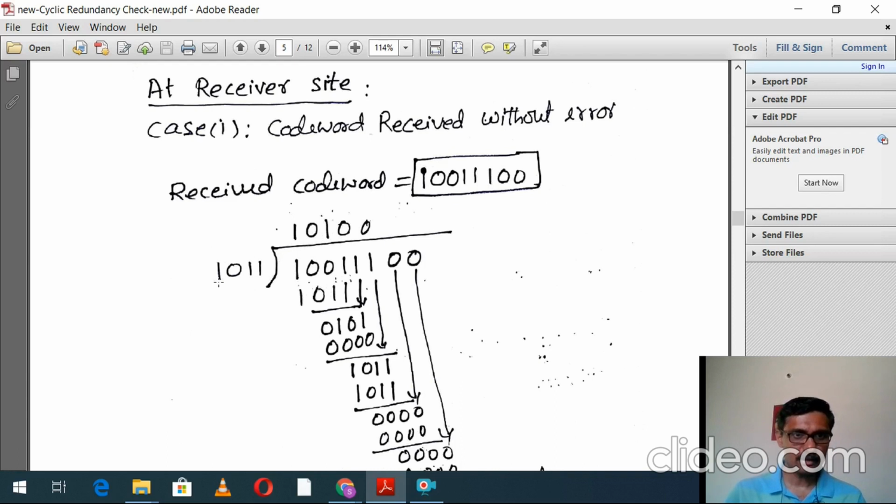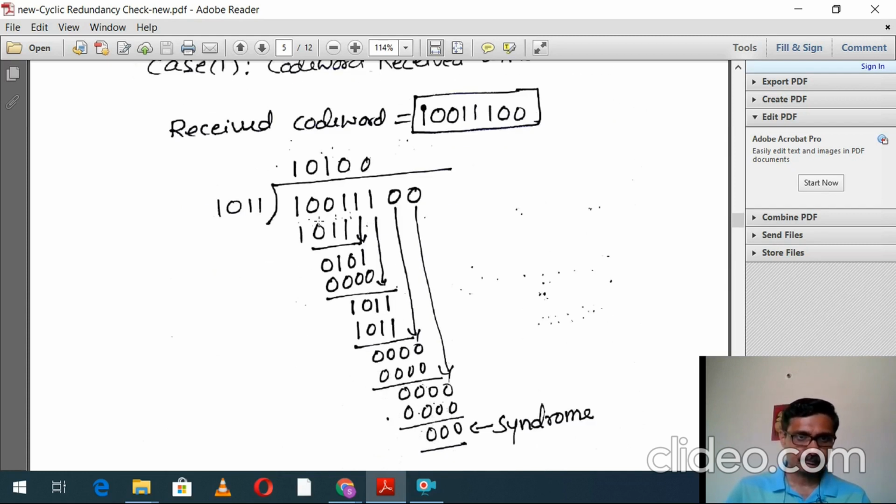In our example, at the sender side we have used 1011 as a divisor. So we use 1011 as the divisor at the receiver side also. Since the same modulo 2 division operation is performed here, if the leftmost bit is 1, you have to take 1011 as the divisor. Here this 1 is taken. If the leftmost bit is 0, 0000 is taken as the divisor. And the division operation continues.